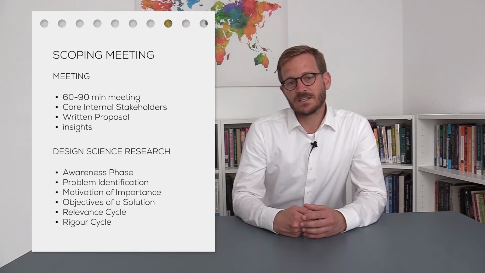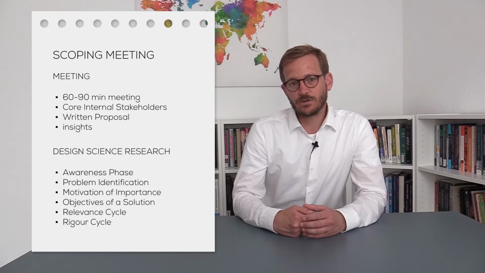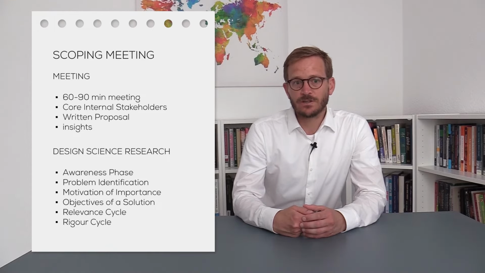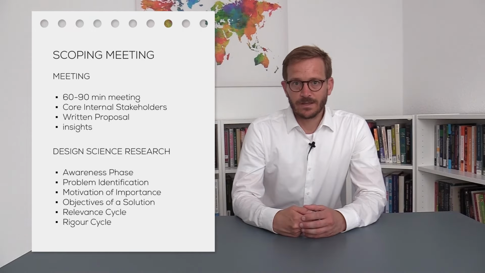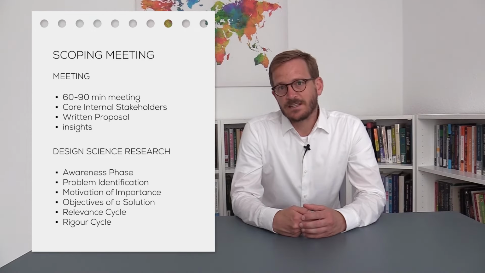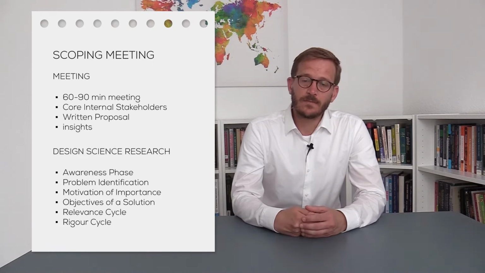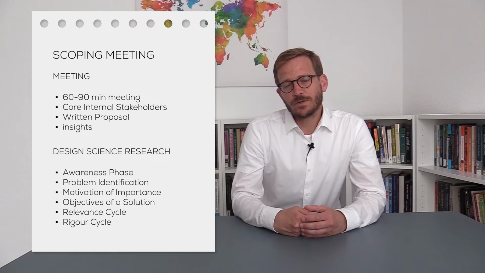And if we consider the design science research approach, we can see that this aligns with the awareness phase of design science research, and specifically the activities of problem identification, the motivation of the importance of doing the work, and also the objectives of any solution that the project is going to create. In terms of the quality criteria from a design science research perspective, we're trying to ensure relevance, and we're trying to ensure that a rigorous approach is taken to doing the intended work.